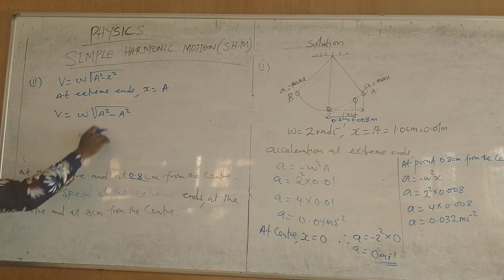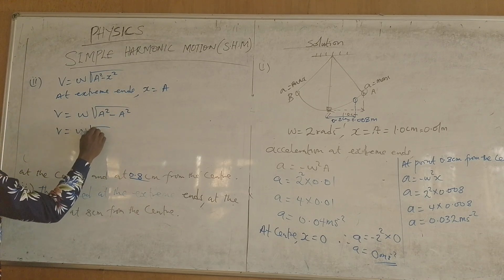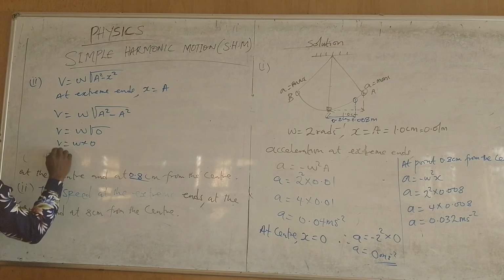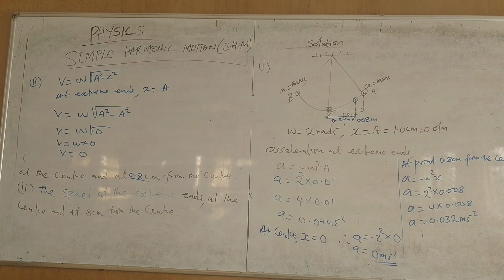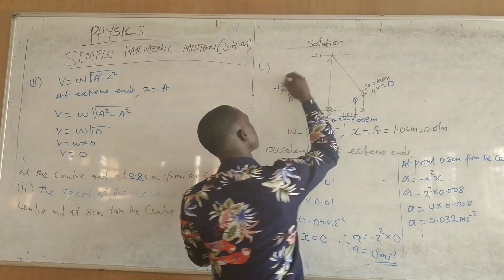A squared. Substitute, since x is equal to A. V will now be equal to what? Omega root A squared minus A squared, which is 0. And V equals omega times 0. V equals what? I've told you at the extreme end, what is speed? Speed is 0. So at the extreme ends, V is 0.